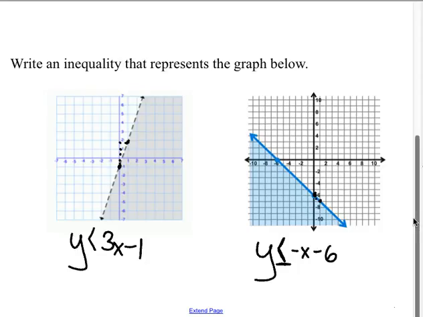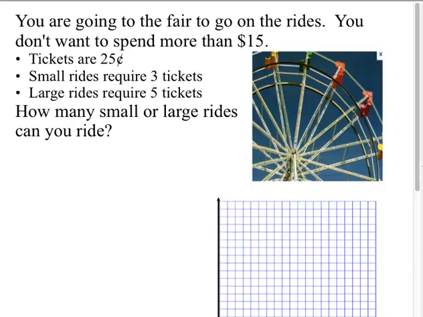Okay? So lastly, what would notes be without a word problem? Okay? So do this word problem and then we'll wrap up. So you're going to the fair to go on the rides. You don't want to spend more than $15. And here's a couple things that you know. You know tickets are 25 cents each. Small rides require 3 tickets, and large rides require 5 tickets. How many small or large rides can you ride?